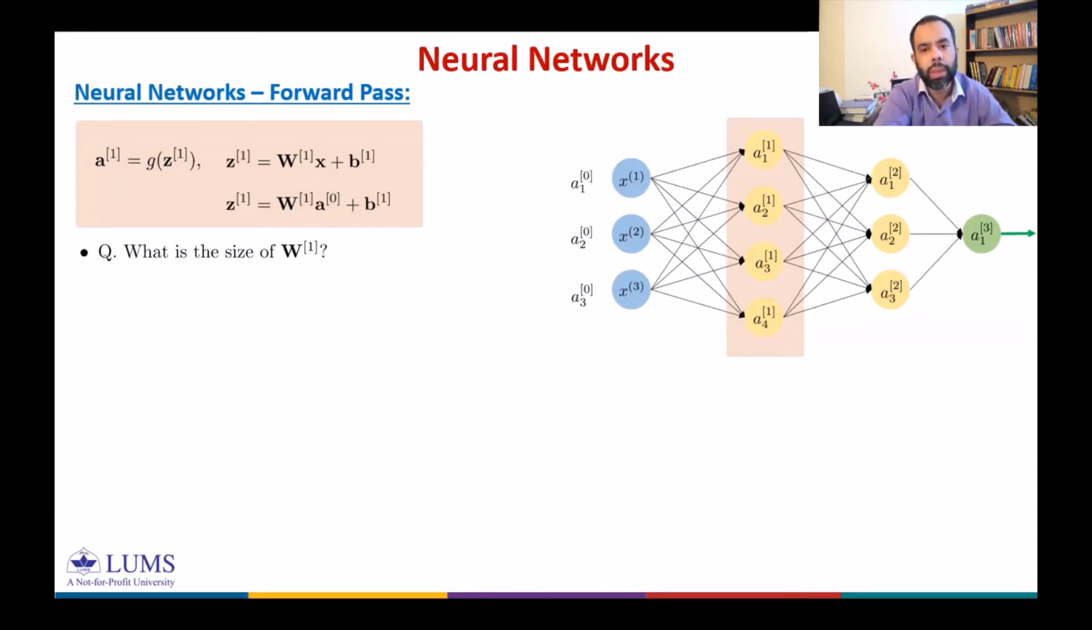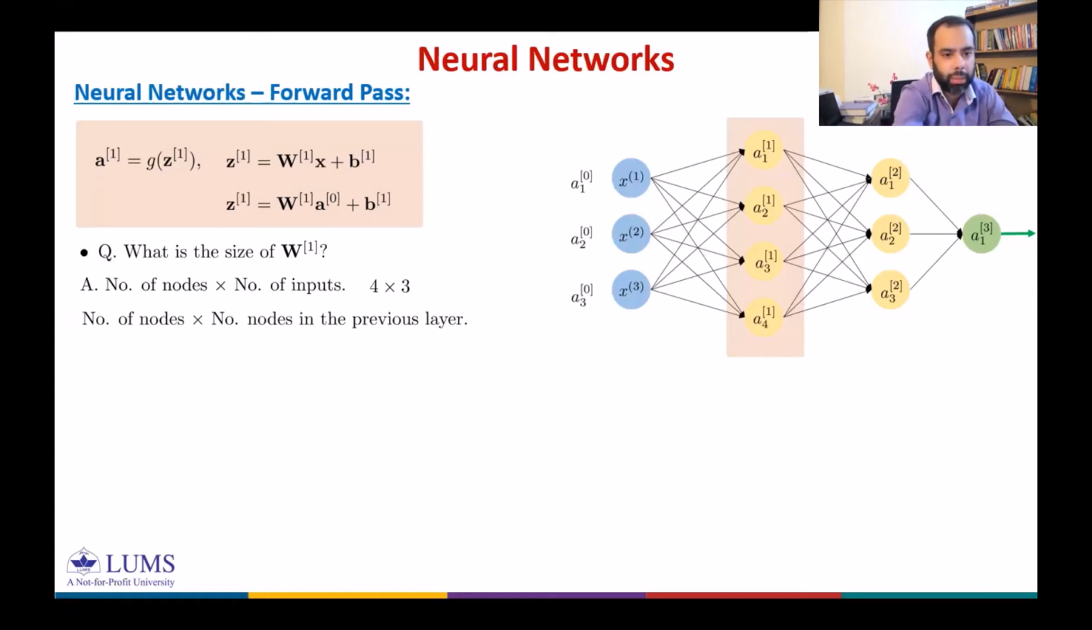What about the number of rows of W? The number of nodes, or number of outputs, in the first layer. We can say the answer is number of nodes times number of inputs. In this example, this is 4 times 3: 4 outputs, 3 inputs in layer 1. Or we can say this is equivalent to number of nodes times number of nodes in the previous layer. We're generalizing it, right?